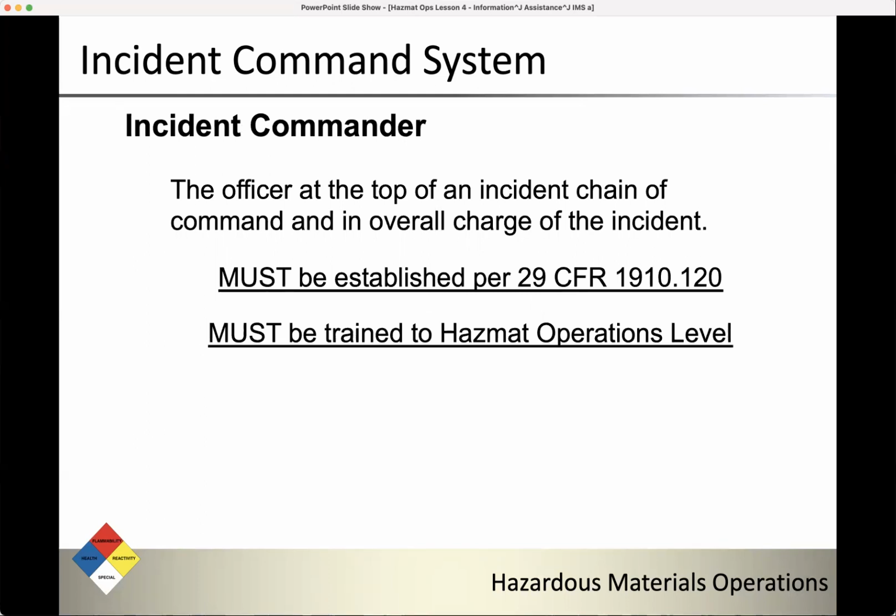Also, on a hazardous materials incident, they must be trained to the hazmat operations level. We'll say it again. The incident commander must be trained to the hazmat operations level to be the incident commander of a hazardous materials incident. After this class, you all can be incident commanders at a hazardous materials incident, because you will be trained to the hazmat operations level.